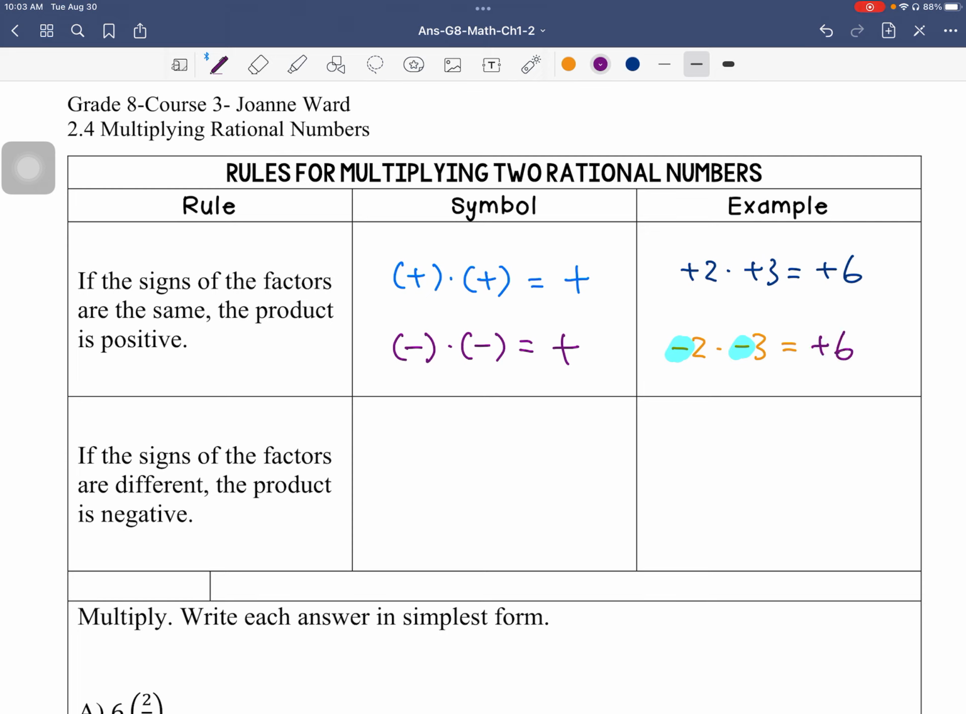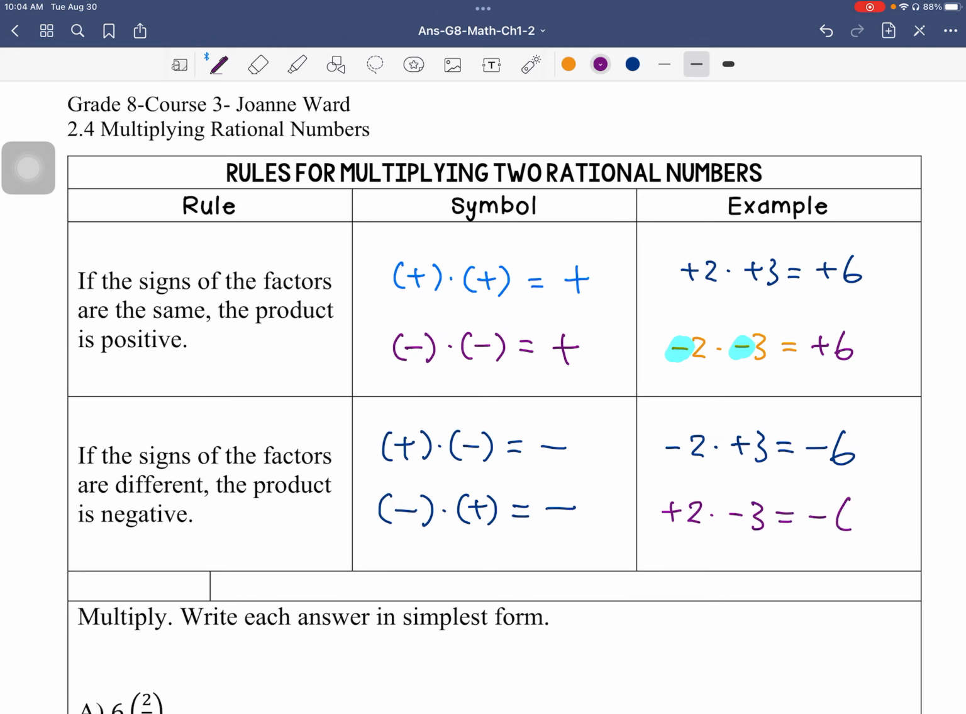And then if the signs of the factors are different, the product is negative. That is to say, if one number is positive and the other is negative, the product is negative. So if I have negative 2 times positive 3, then it's negative 6. Also, if I have positive 2 times negative 3, it also equals negative 6.